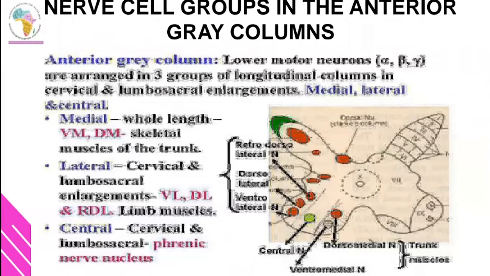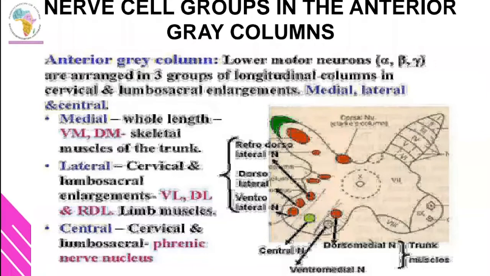So we'll talk about the anterior group of neurons, or the anterior nuclei. As we said, you find that the anterior nuclei is found in the what? Anterior gray column, the anterior aspect of the what? Of the gray matter. Now, this anterior group of neurons, or the anterior nuclei, has what they call a somatotopic arrangement.